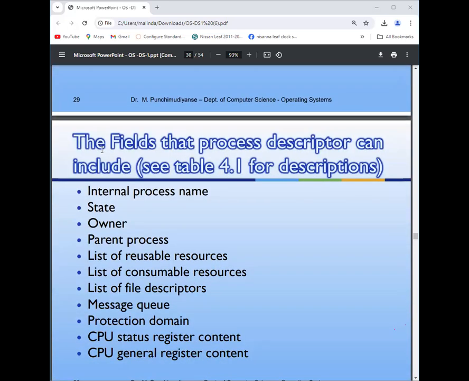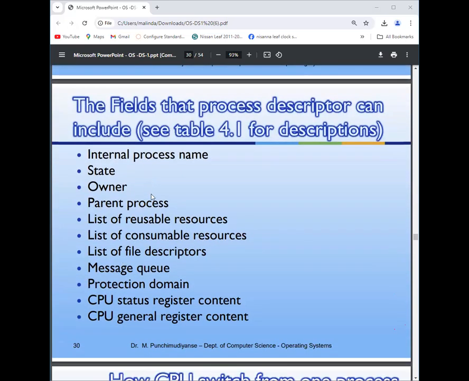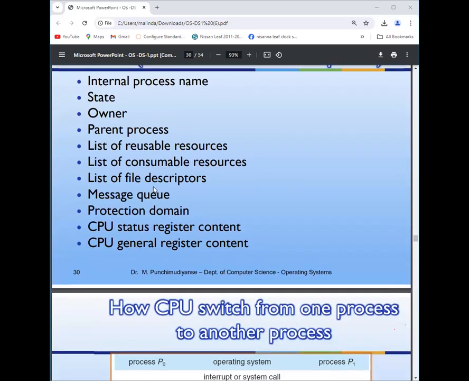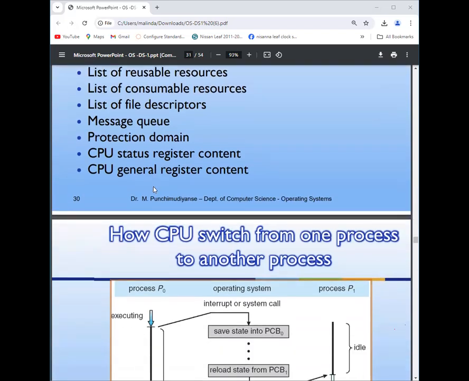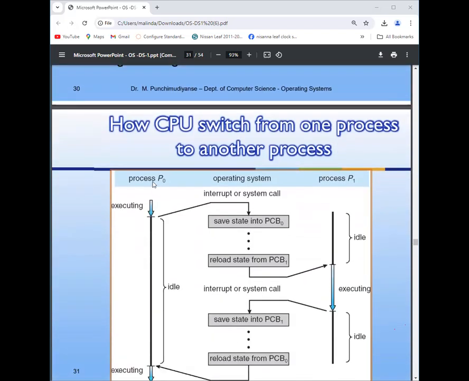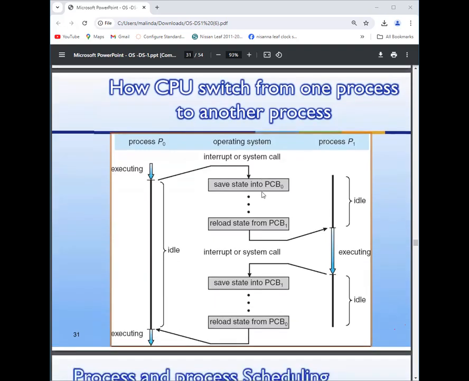So these are the different fields. This is actually the description that is there in the book, so I will invite you to read it. Now, how is the CPU switching from one process to another process? This is very important. Now, see how we will read this diagram. The operating system is in the middle, and this goes from top to bottom via time.